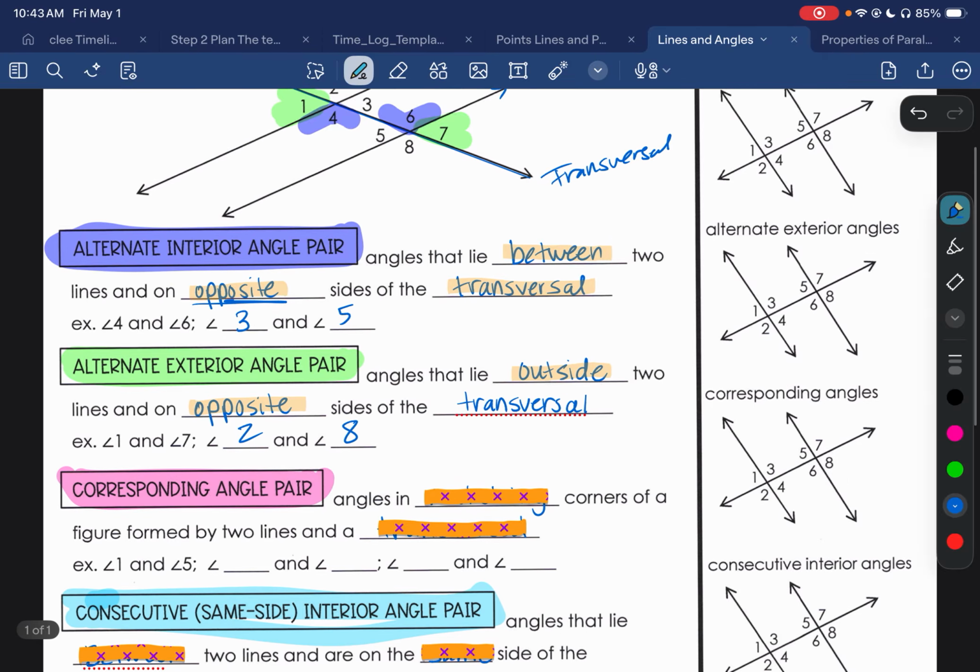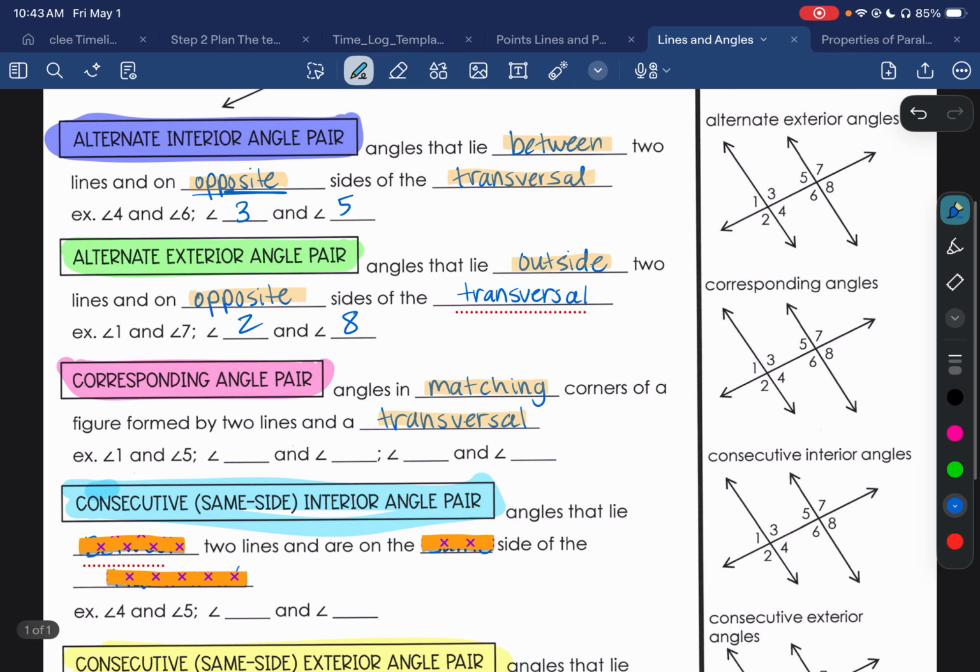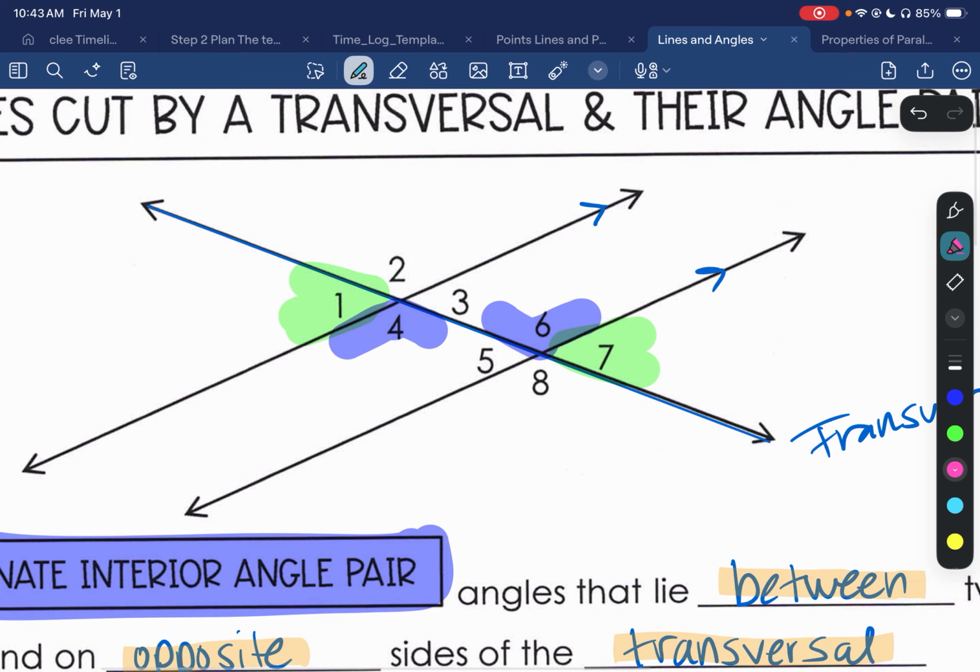Okay, cool. Keep going. What do we have here? Corresponding angle pairs: angles in matching corners of a figure formed by two lines cut by a transversal. They give us an example, 1 and 5. Where are 1 and 5? Here's 1, this angle here, and then this angle here. Those are what we call corresponding angles.